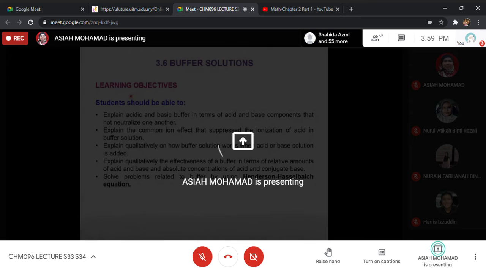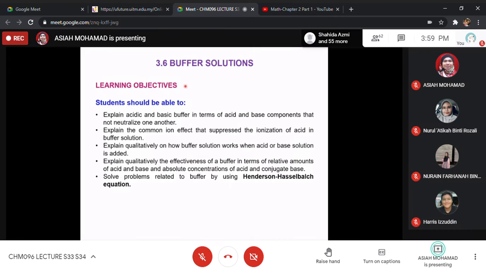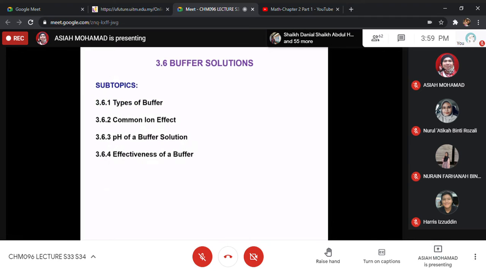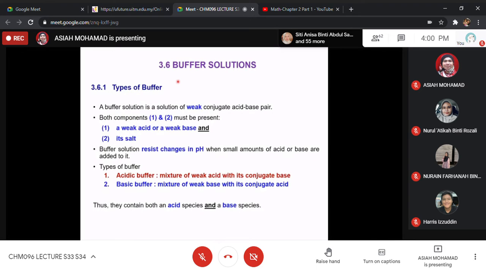These are the learning objectives of this subtopic. Under buffer solutions, we are going to learn about the types of buffer, common ion effect, pH of a buffer solution, and finally effectiveness of a buffer. Now let us look at the first subtopic, which is types of buffer.